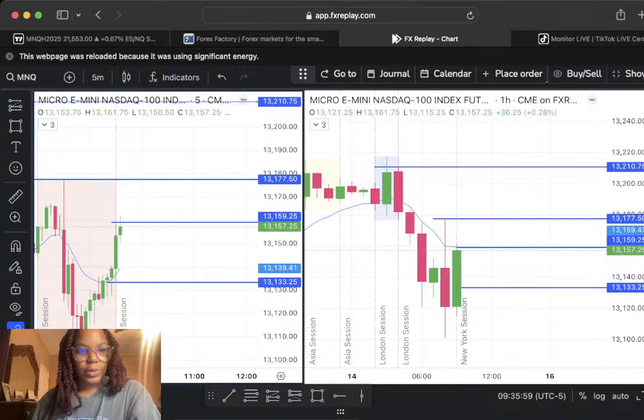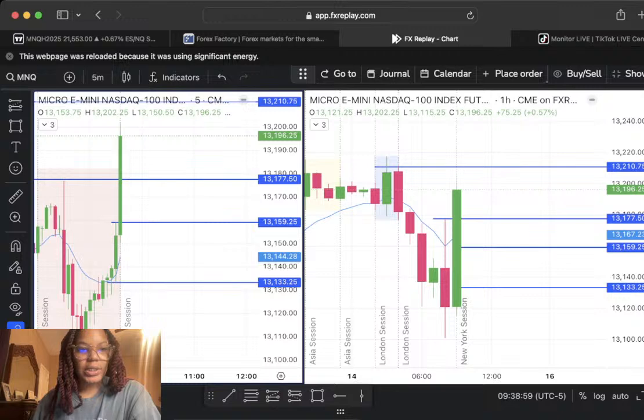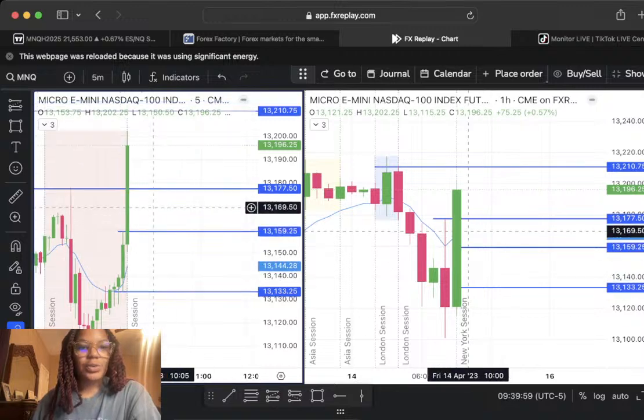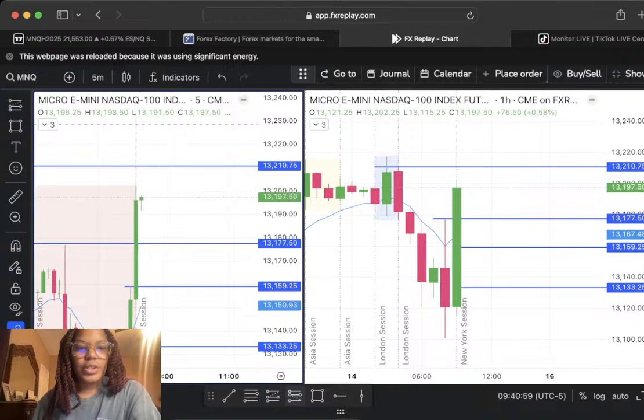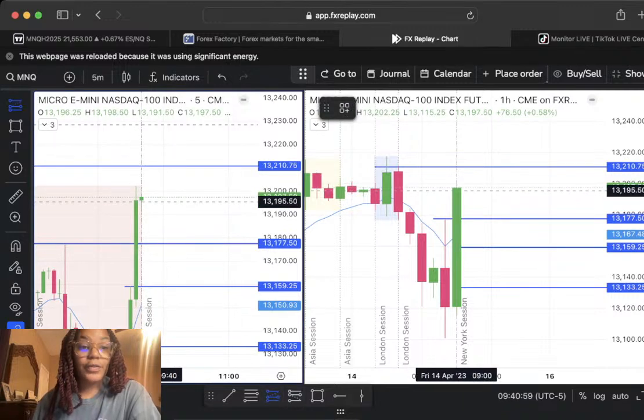Candle close is what we're waiting for. Boom, a crazy candle close. Jesus. That's one of those ones that I'd be scared to enter off of, but I mean, that's very strong.